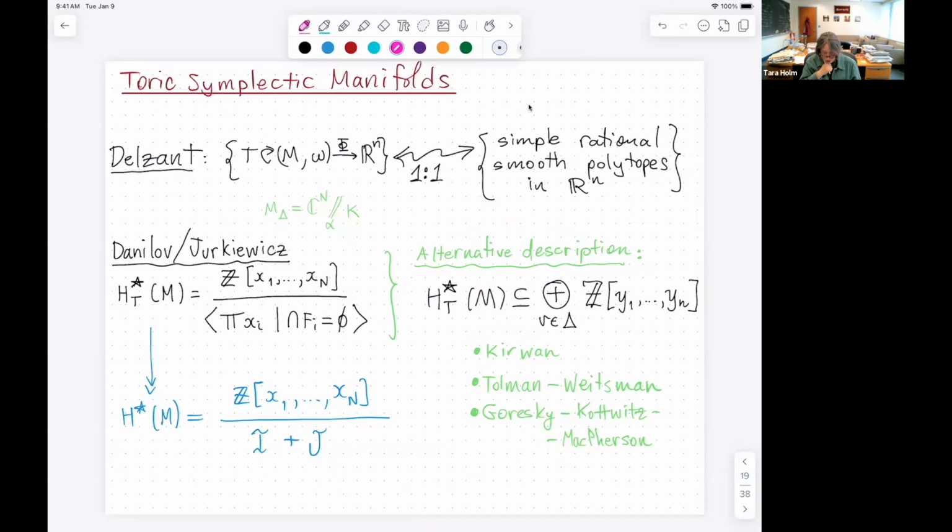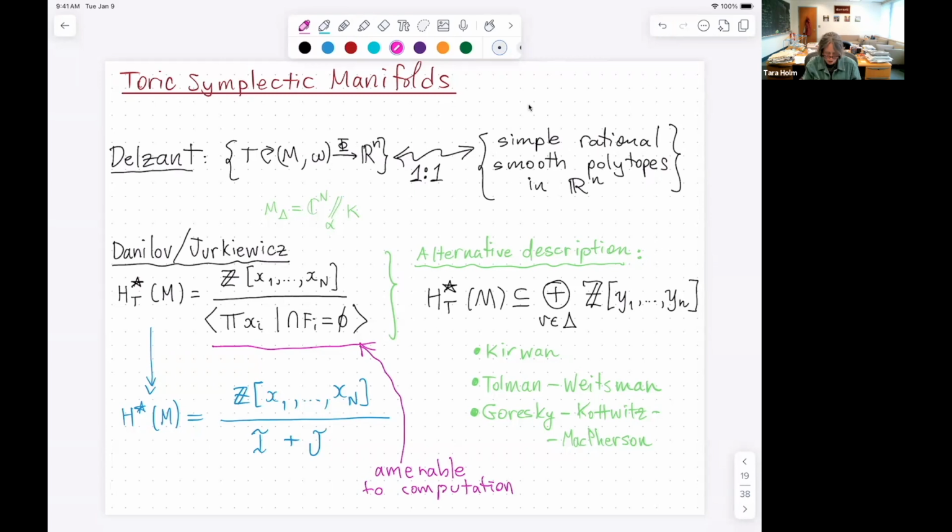There's an alternative description of this cohomology ring. So the face ring description, this description in terms of generators and relations, is the description that people try to generalize in other contexts because this is quite amenable to computation. I'll say in a second what I mean by that. But there is an alternative description.